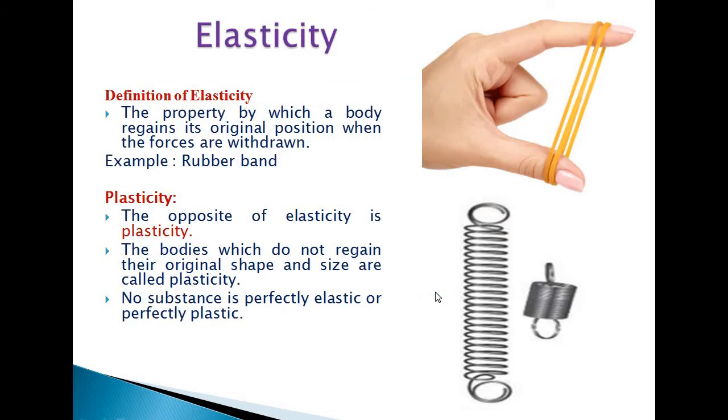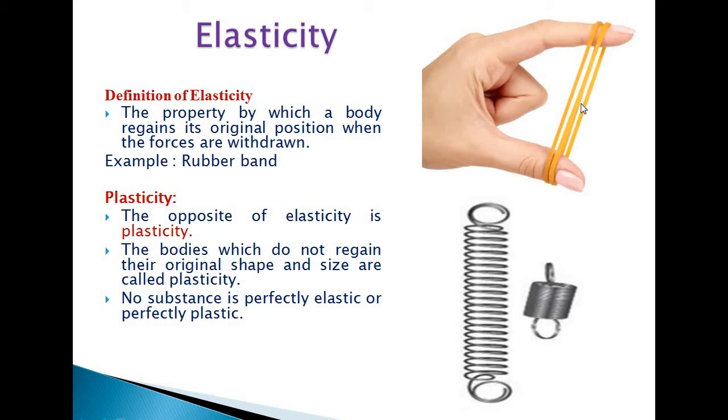Elasticity. After withdrawing the external force, the body or object regains its original position; this is called elasticity. After withdrawing the external force, if the body does not regain its original position, it is called plasticity. The opposite of elasticity is plasticity. An example of elasticity is a rubber band.